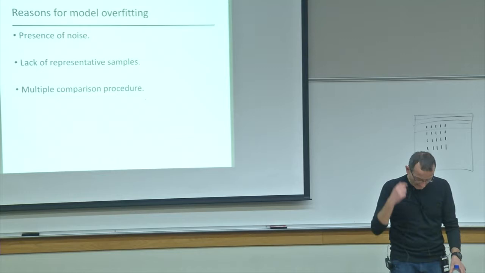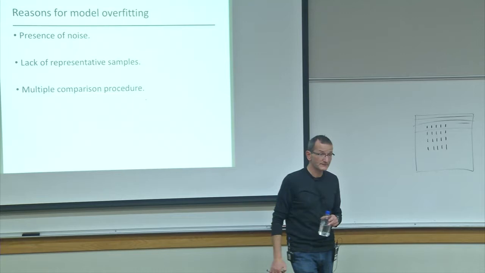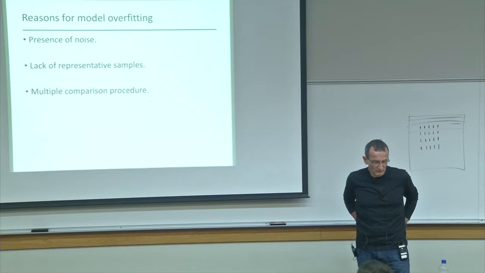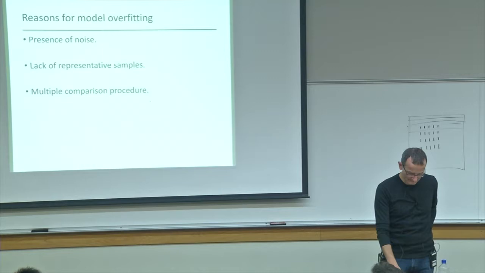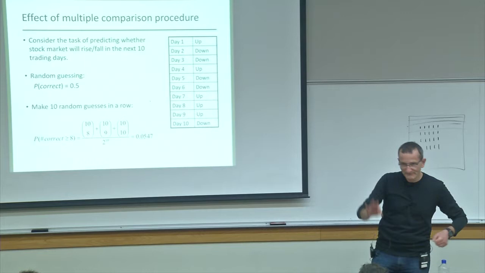So again, the reasons for model overfitting: presence of noise, lack of representative samples, and then the third part, the multiple comparison procedure. This is something that takes a while for people to realize is a problem. And so I have three slides for you. They're really cute slides, okay?